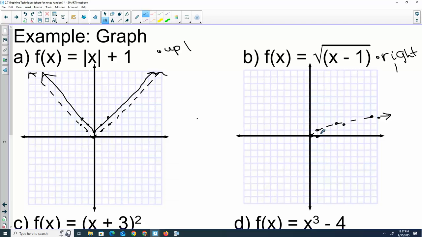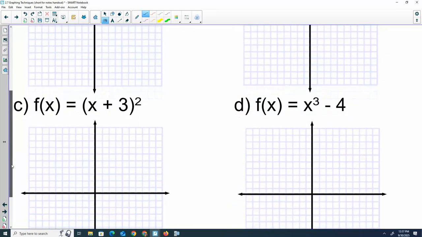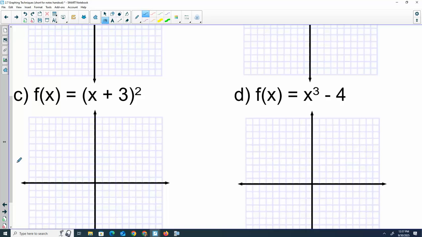And when in doubt, you could always just plug in a point and see. If you try to put in 0, you can't. You get an imaginary number. So I can't start until 1. All right, third one. What's our parent function?